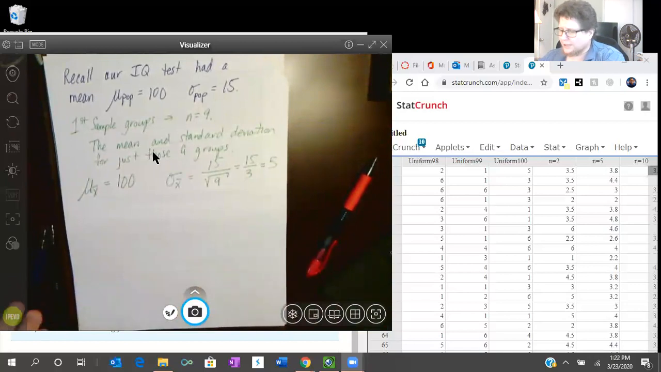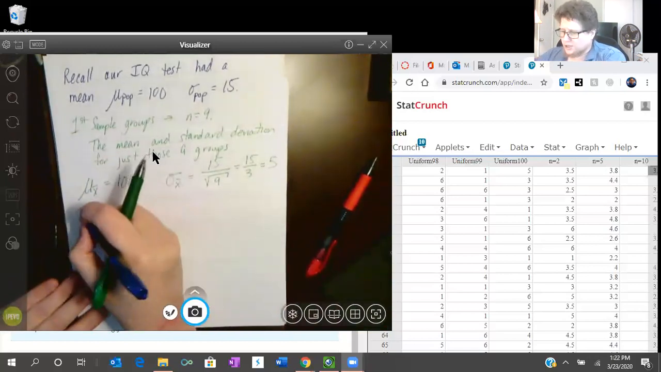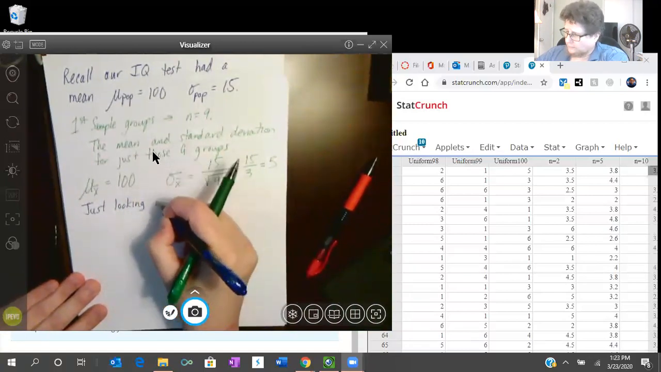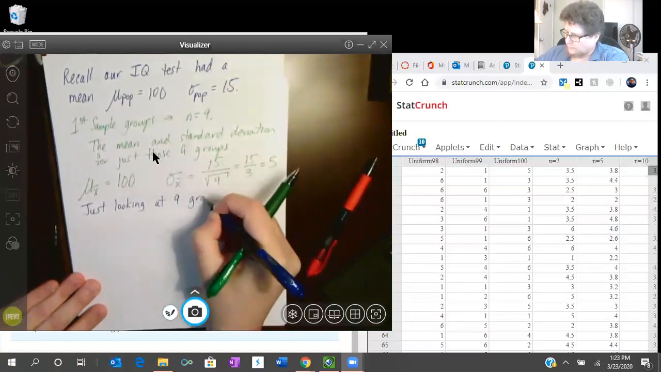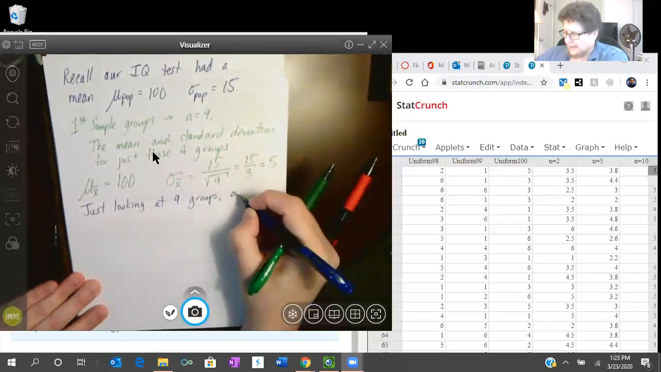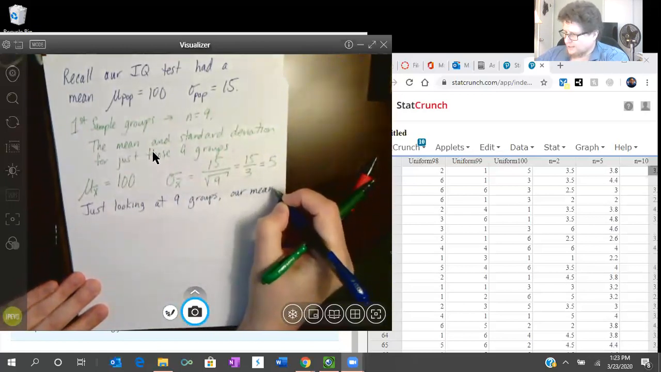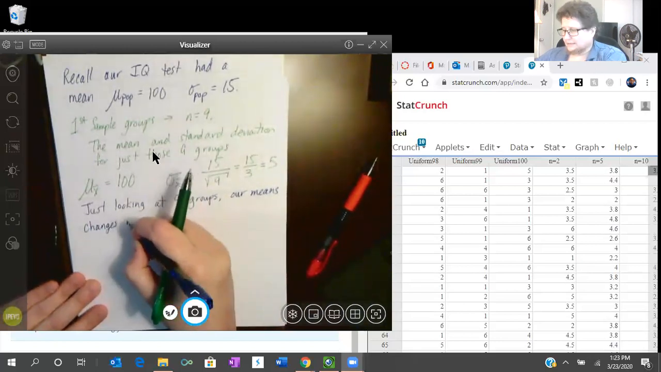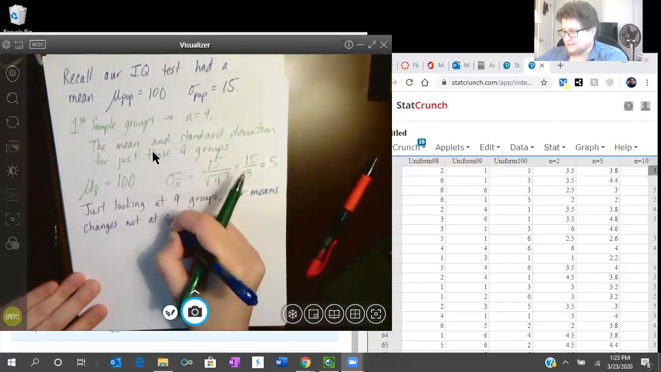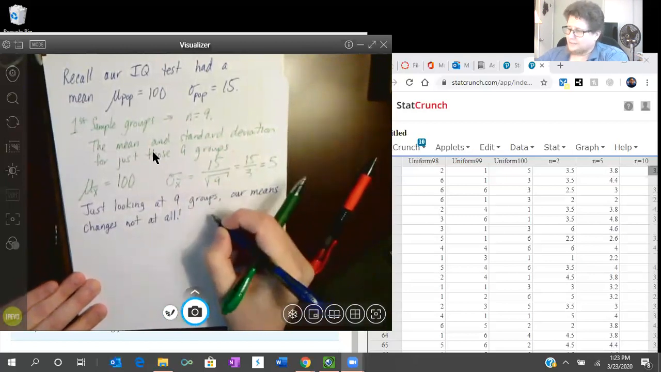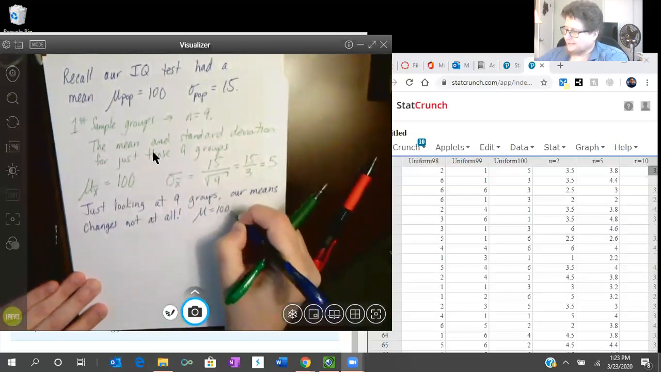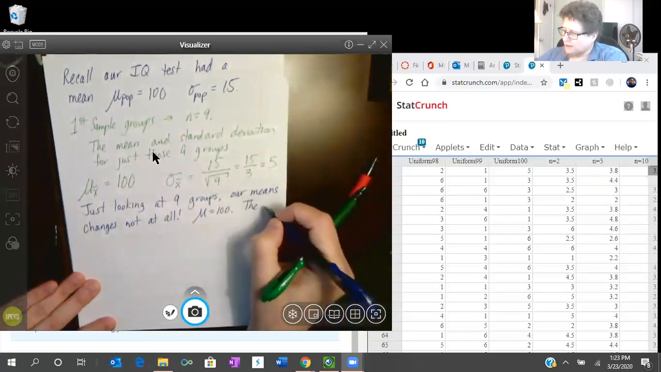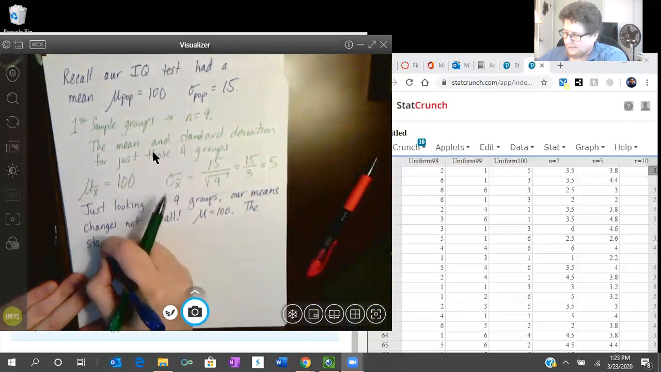So when we're not looking at the whole population, just looking at 9 groups, our mean changes? Not at all. Mu is still 100. The standard deviation, however, has decreased.